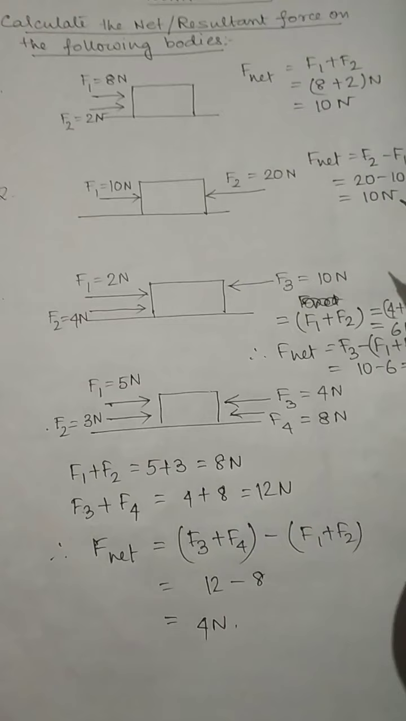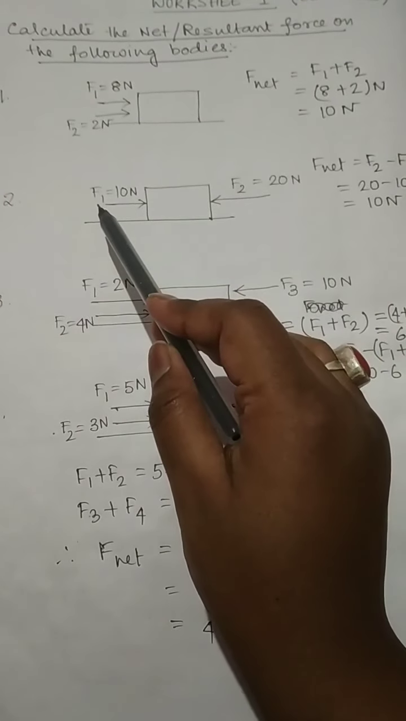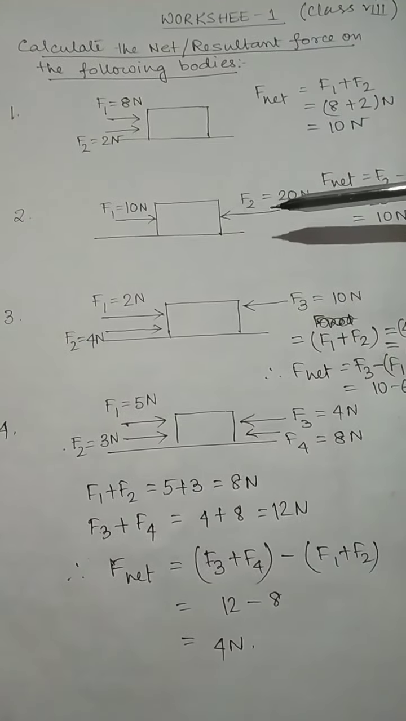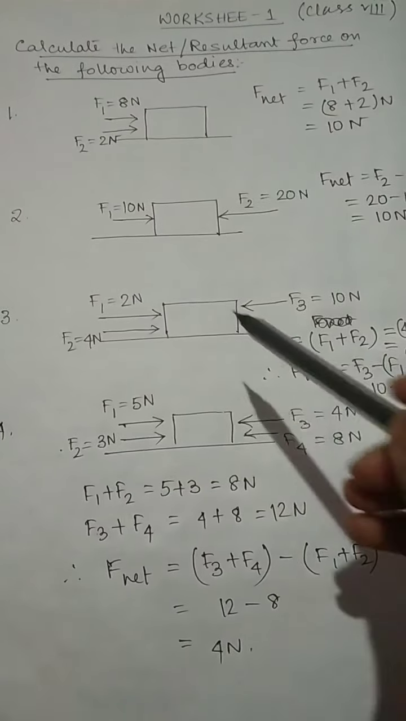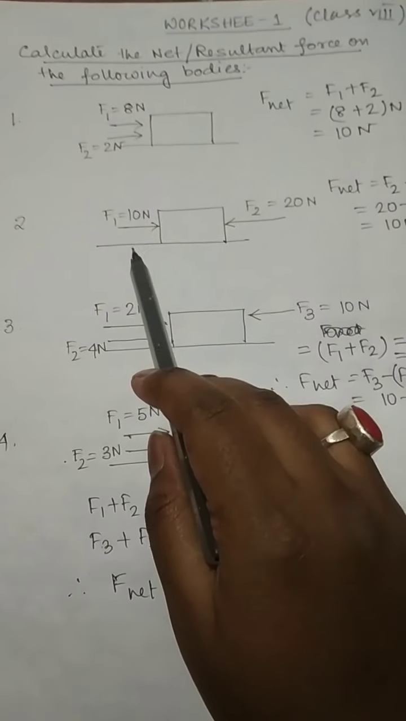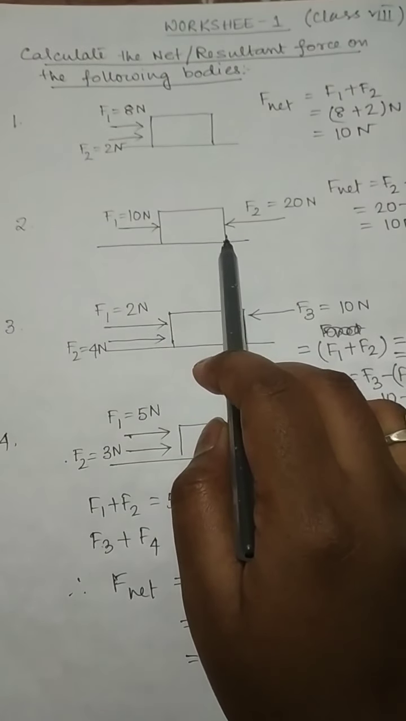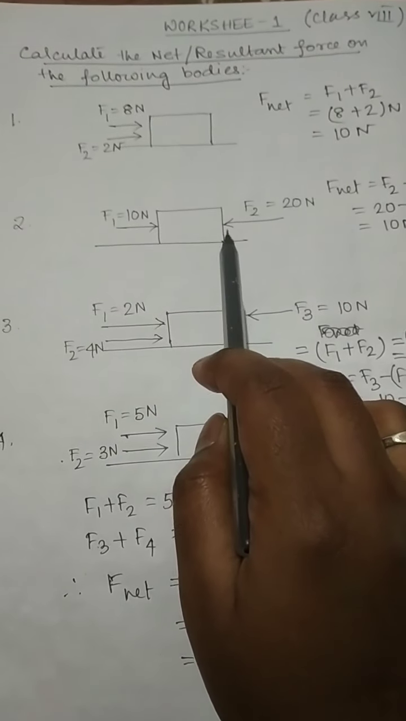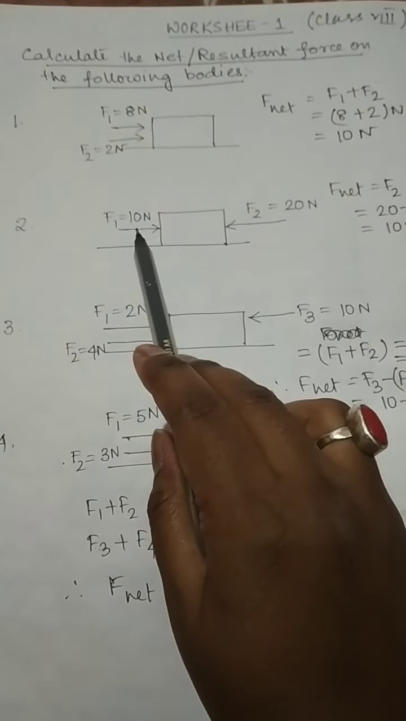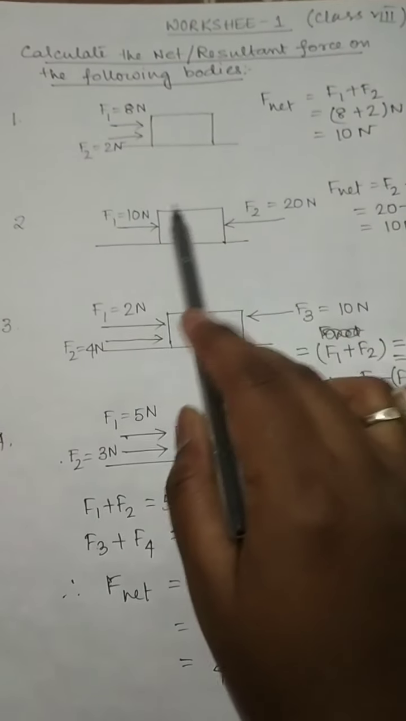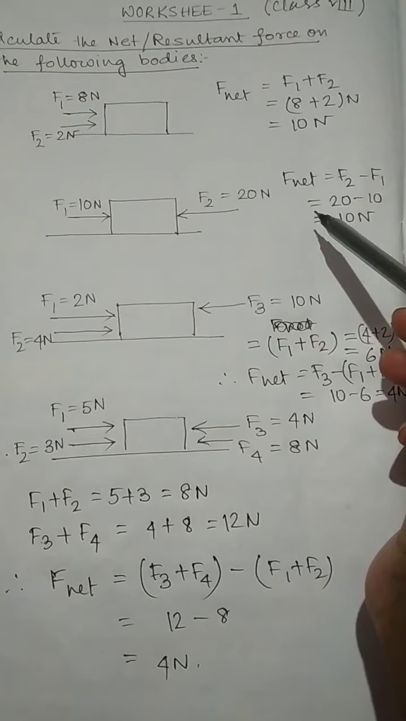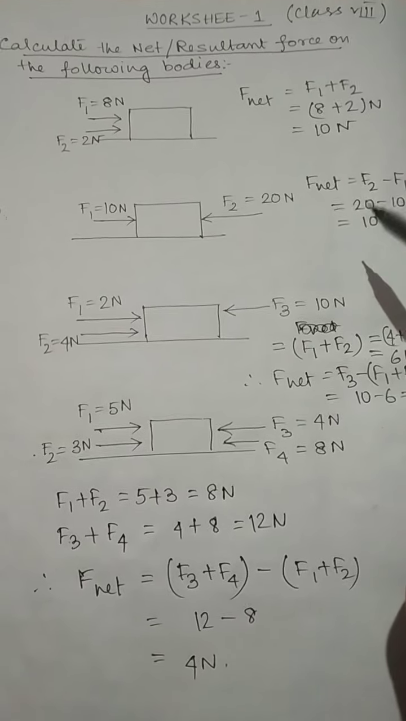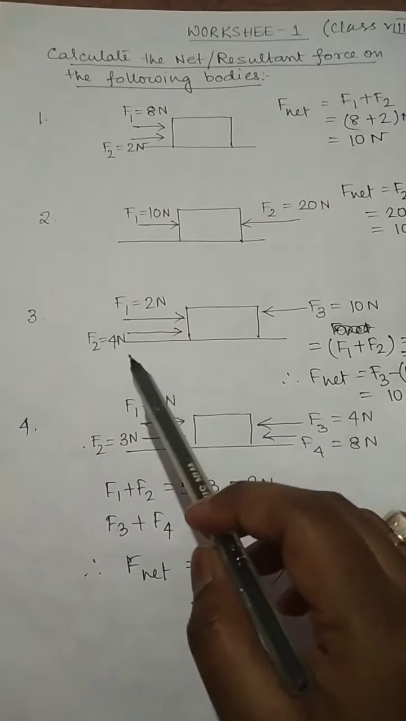In our second question, we have a body on which two forces act. F1 is 10 Newton, which is pushing the body in this direction, and F2 is 20 Newton, which is pushing the body in this direction. Now since both the forces are acting in opposite directions, the resultant or net force will be the subtraction of these forces. We take the bigger force minus the smaller force. Here we can clearly see that the bigger force is 20 Newton and the smaller force is 10 Newton. Hence the resultant force will be F2 minus F1, that is 20 minus 10, 10 Newton is your answer.